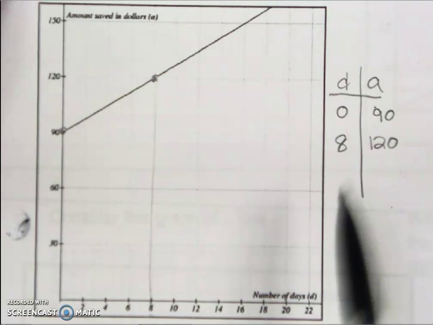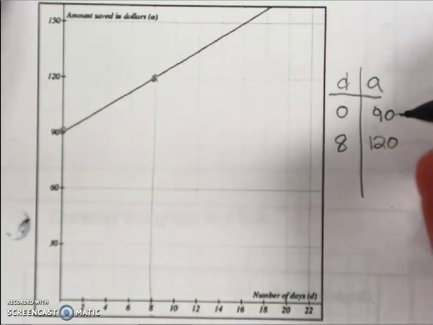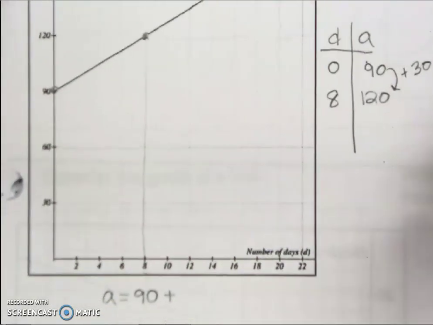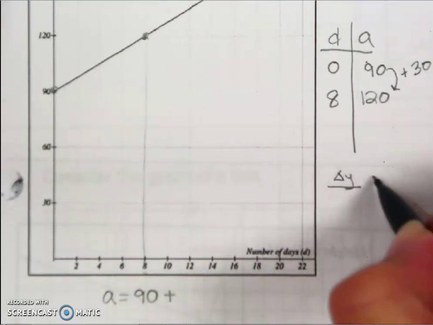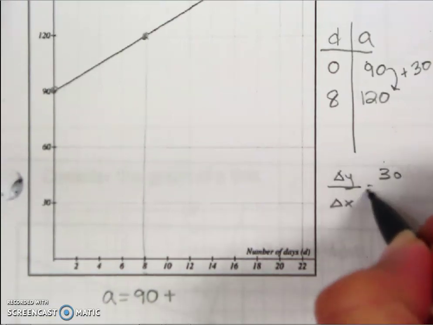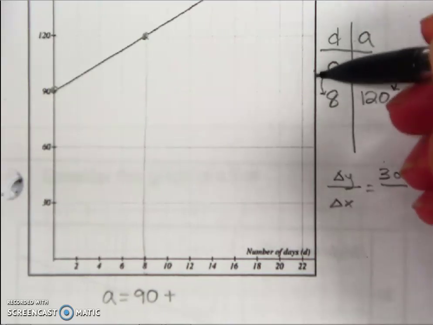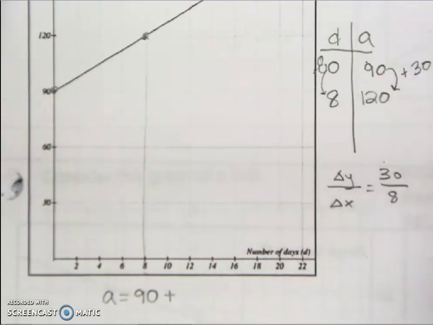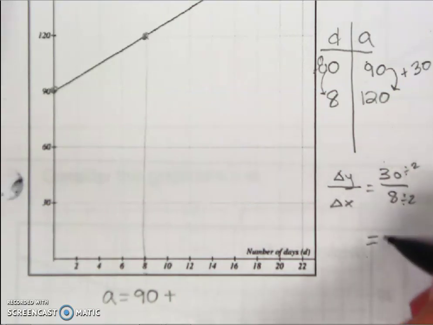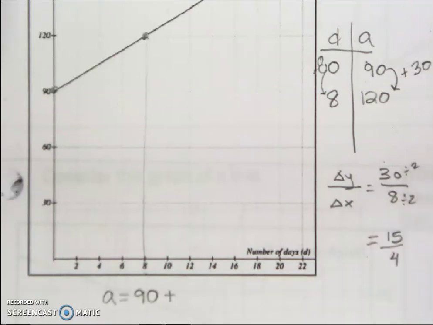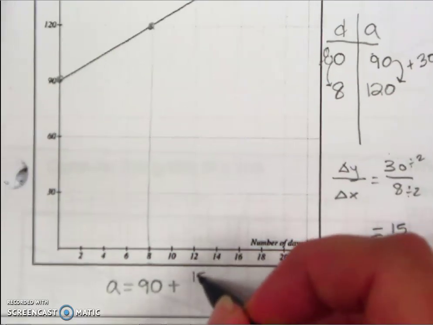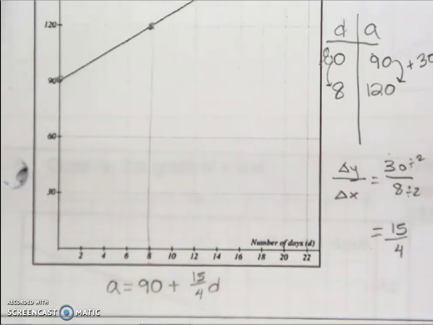All right, so now that it's in a table, it's a little bit easier to see. From 90 to 120, looks like they added 30. And so there's our change in y. So our change in y was 30 over our change in x. Looks like from 0 to 8, they added 8. So they added $30 for 8 days. Well, that's something I can reduce. So let's go ahead and reduce that at least by 2. Reduce by 2. And that means I would have $15 in 4 days. Now, I can't reduce that anymore, so this equation would be 15 over 4 times the number of days. So they're saving $15 every 4 days.